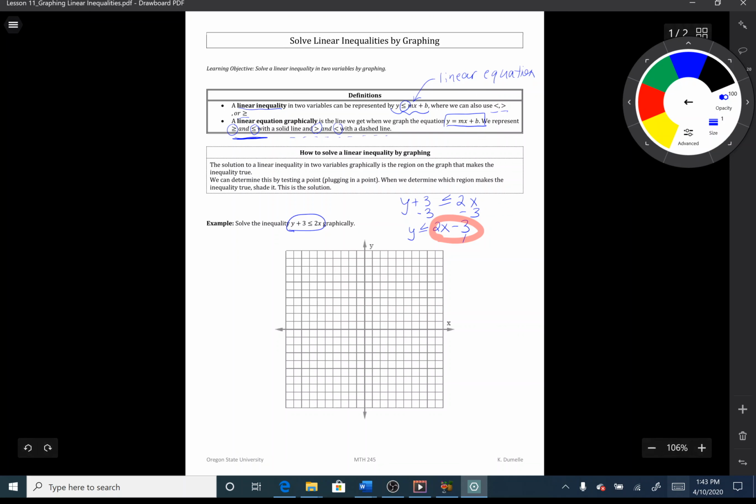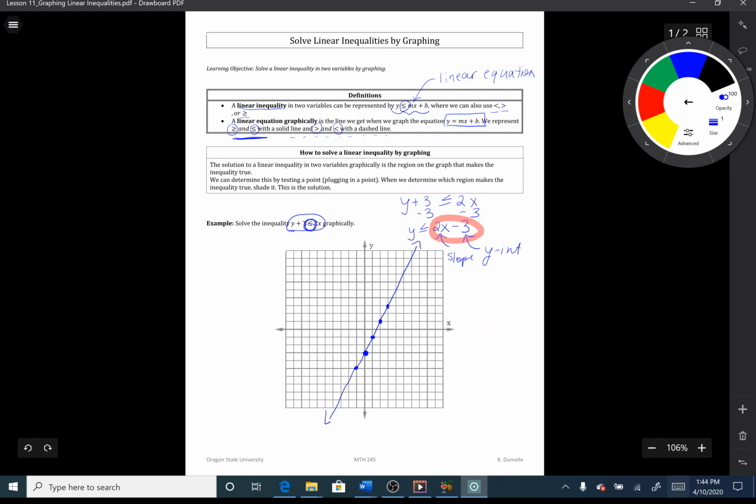So my y-intercept is negative 3. That gives me this point right here. And my slope is 2. So I go over 1 up 2, over 1 up 2, over 1 up 2. So this is my line. And I know that it needs to be a solid line because I have less than or equal to.